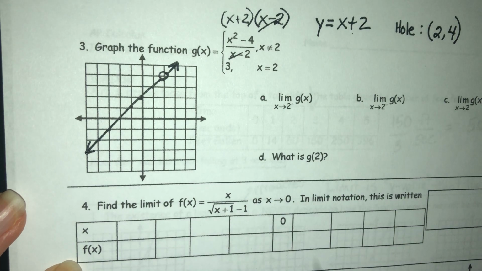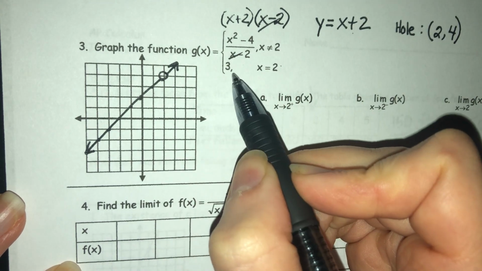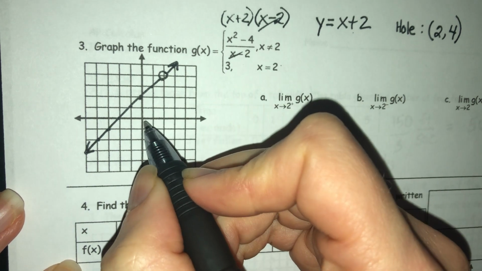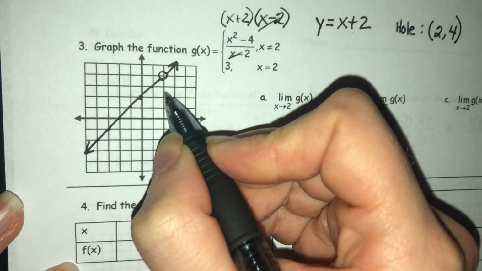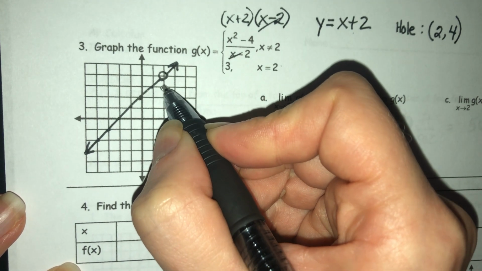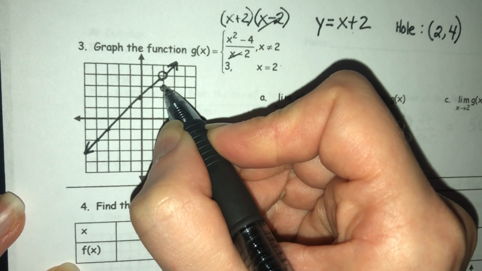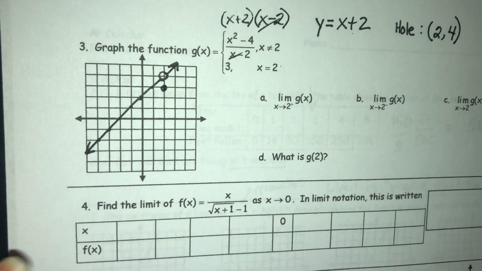There's my nice graph. But g of x is equal to 3 when x is 2. So I have a relocated point. When x is 2, y is 3. So this point is part of g of x as well. Okay, now we're ready to answer some questions.